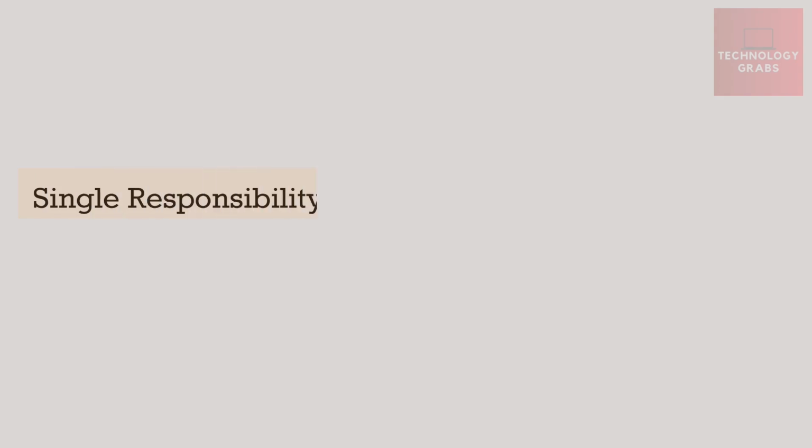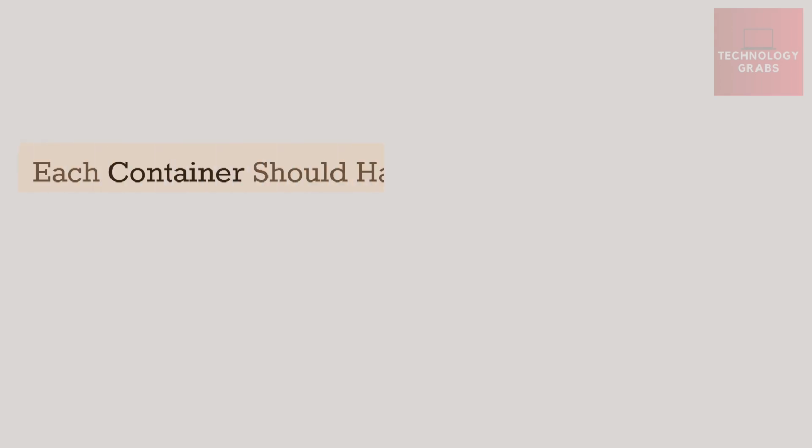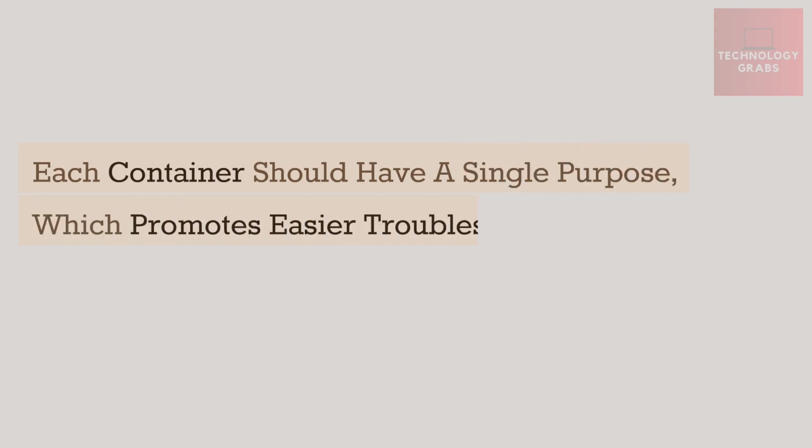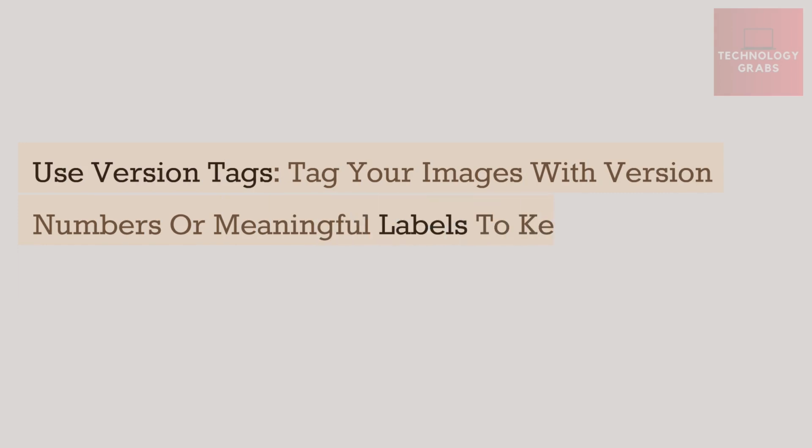Single responsibility principle. Follow the single responsibility principle when building images. Each container should have a single purpose, which promotes easier troubleshooting and scaling. Use version tags. Tag your images with version numbers or meaningful labels to keep track of changes and ensure consistent deployments.